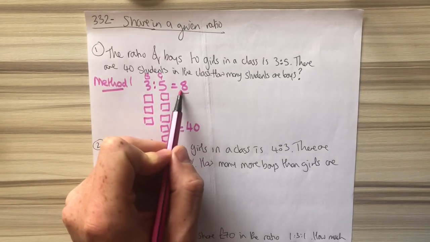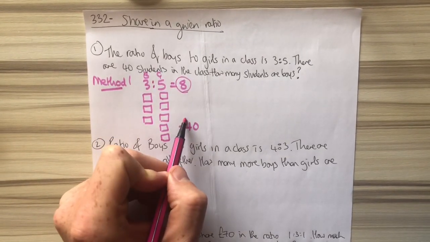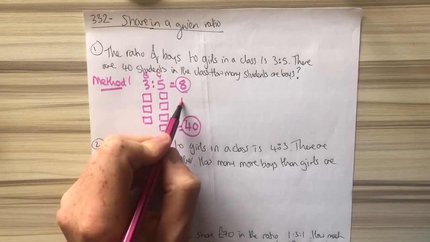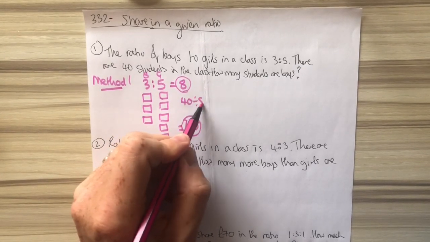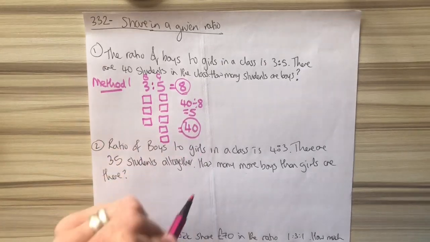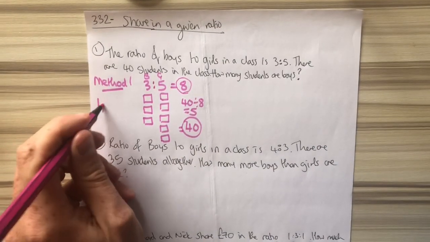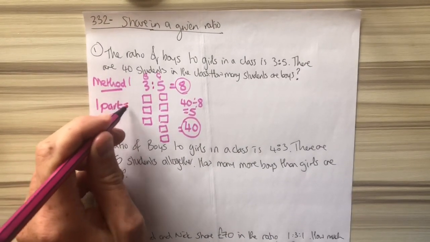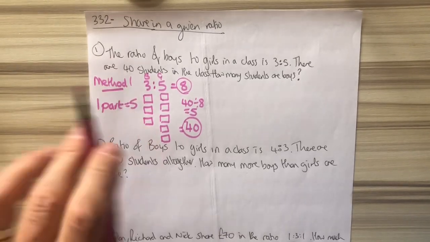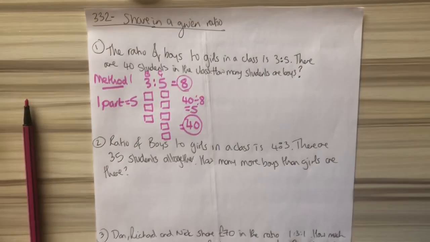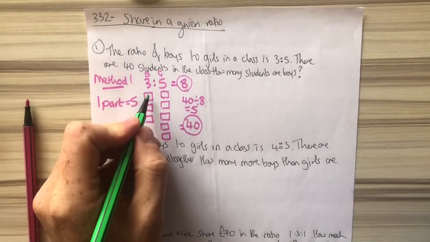Well, I've got 8 parts, so I need to split 40 into 8 parts. So 40 divided by 8 is 5. That means 1 part is 5. So I'm going to put a 5 in each of these boxes.